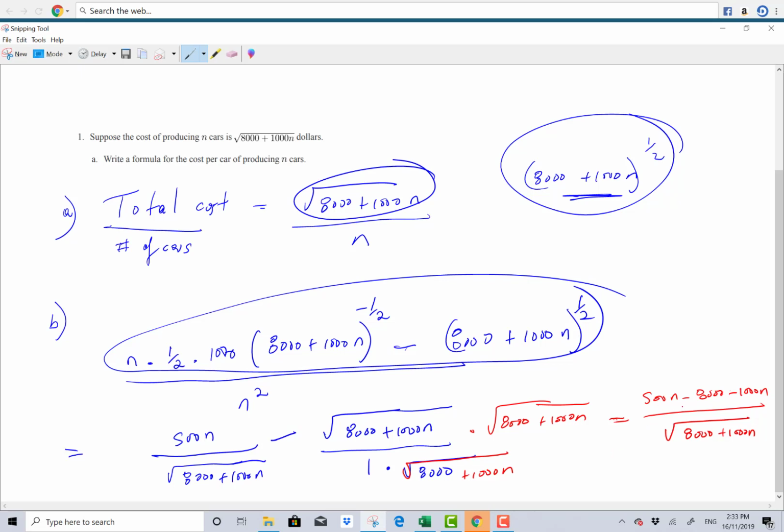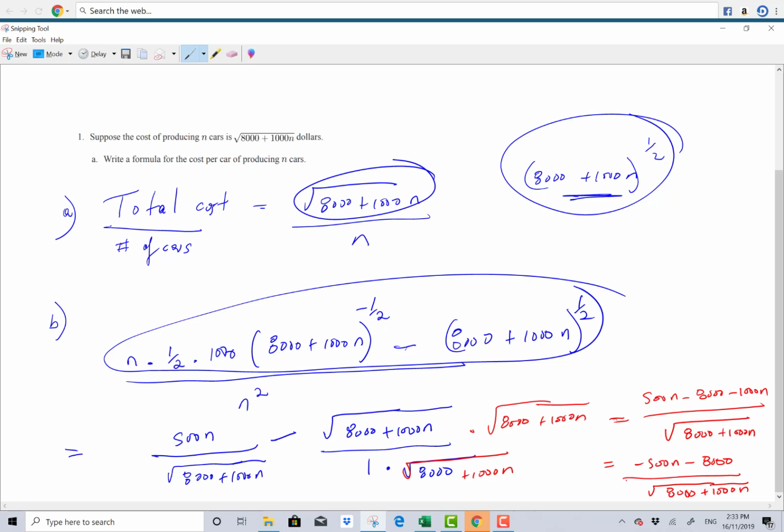Now, working this piece out, I'm going to get negative 500 n minus 8,000 divided by the square root of 8,000 plus 1,000 n. The thing with that is that this is just the top piece of what we just worked out.